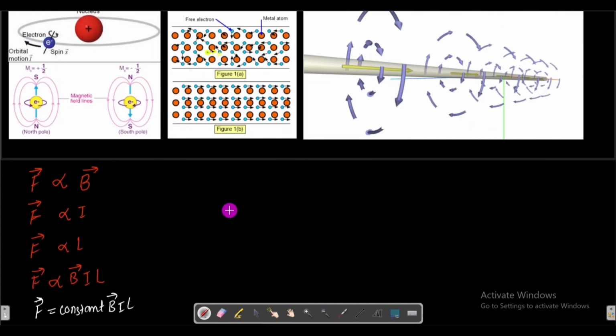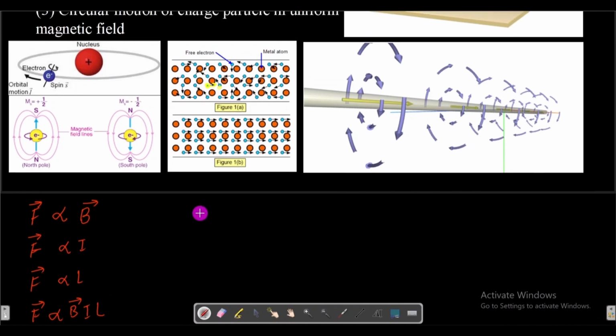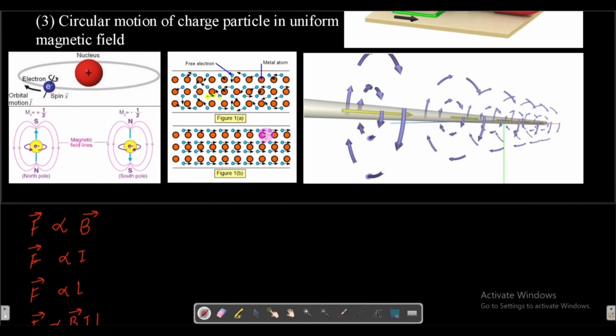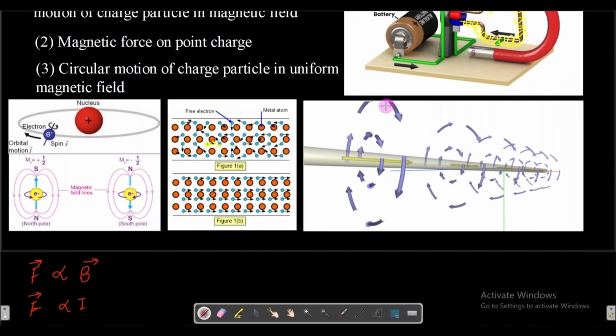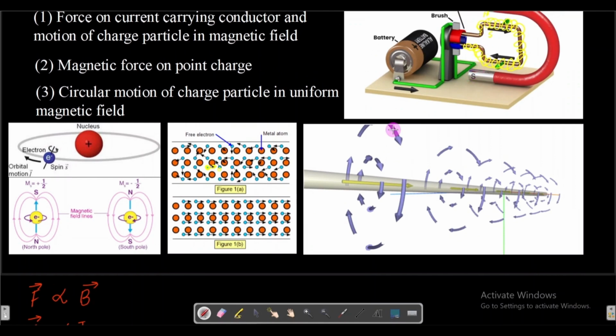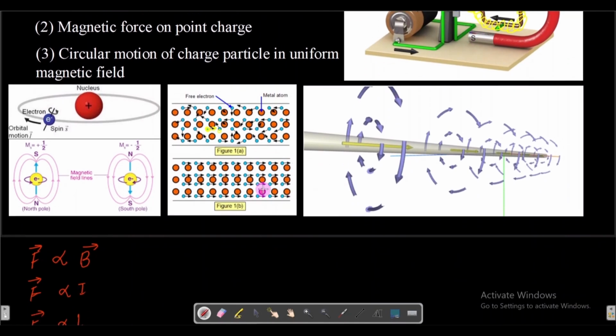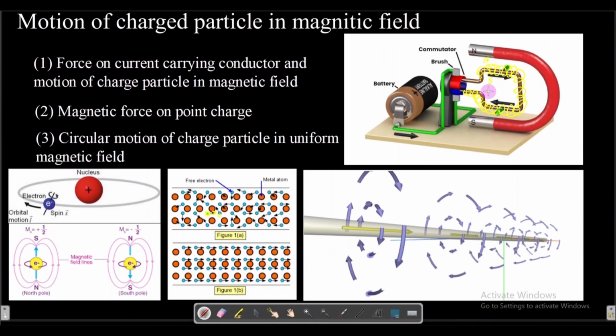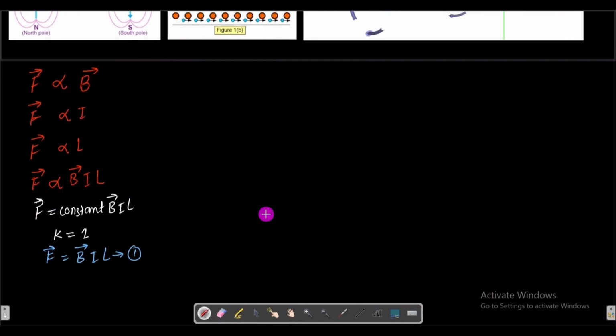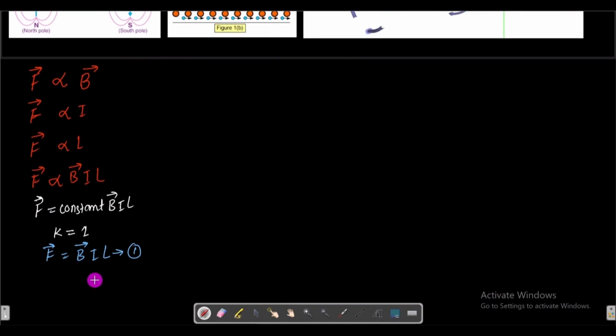Now we are going to generalize this equation toward a single particle. Here we considered a large number of particles, a large number of free electrons, which we call a conductor, and we put that inside the external magnetic field. And now we are going to put only a single free electron inside the magnetic field. So for that, we are going to generalize this equation.